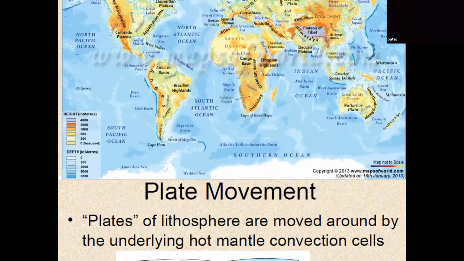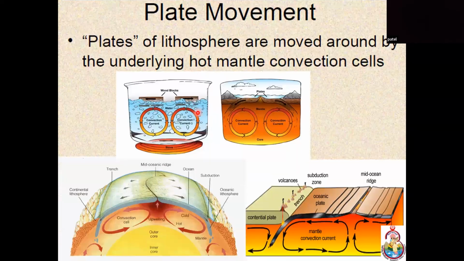So how are the plates moving? The plates are moving due to convectional current, which is present in the asthenosphere. Here one example is given: in a beaker some water is there, and just above the water two wooden blocks are there. This beaker is heated from the bottom, and because of this heat the convectional current is generating, and you can see these two blocks of wood moving away from each other.